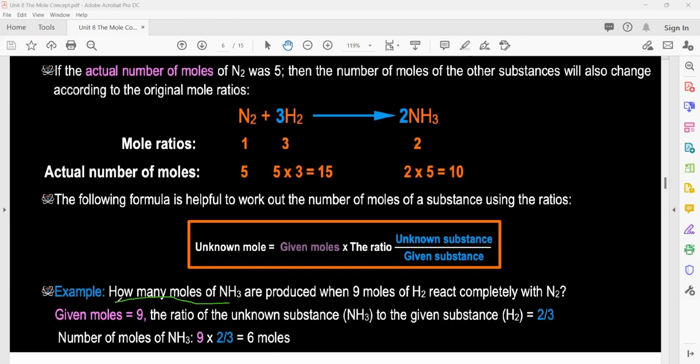Now you have a question, if you can see this one. How many moles of ammonia are produced when 9 moles of hydrogen react with nitrogen? Got it? So first of all, you will make the equation. And what is the equation? You have nitrogen reacting with hydrogen and giving you ammonia, NH3. If you want to balance it, it should be 3 here, 2 here. It's balanced now.